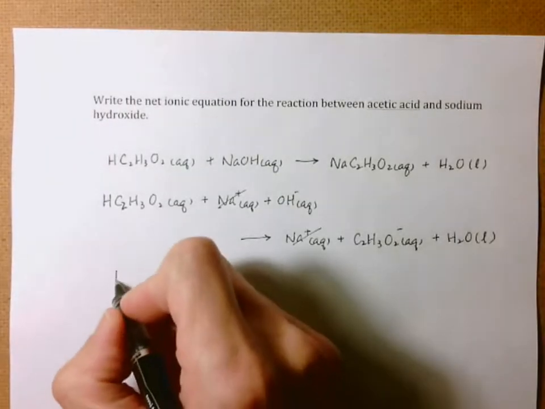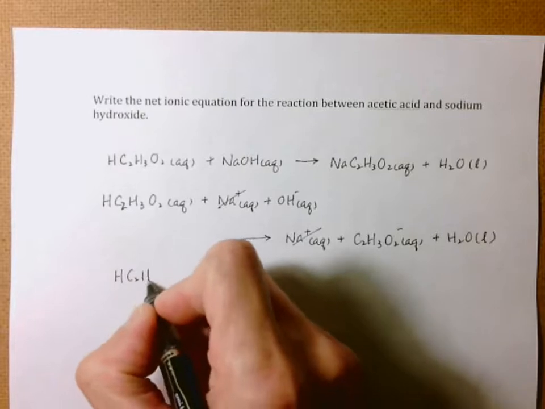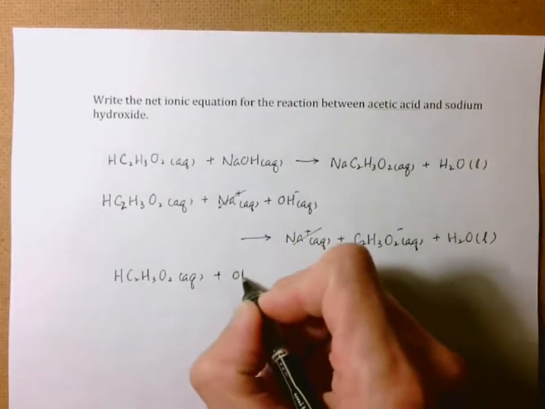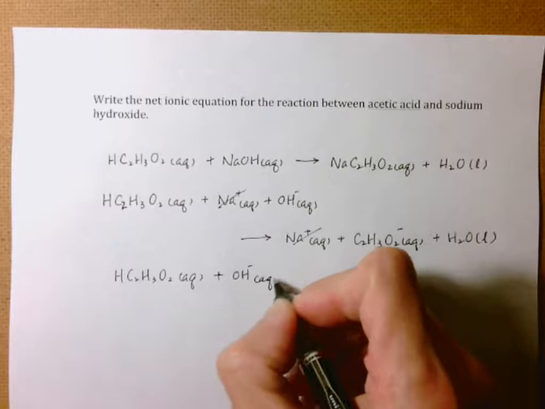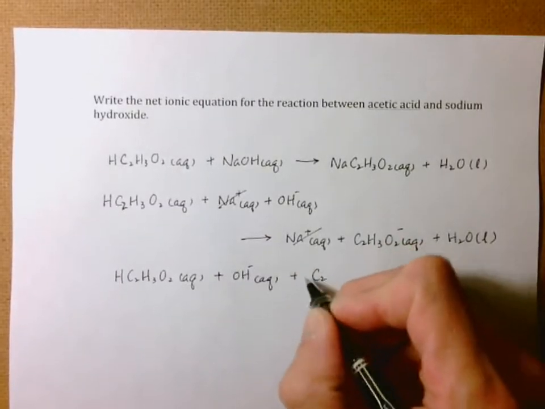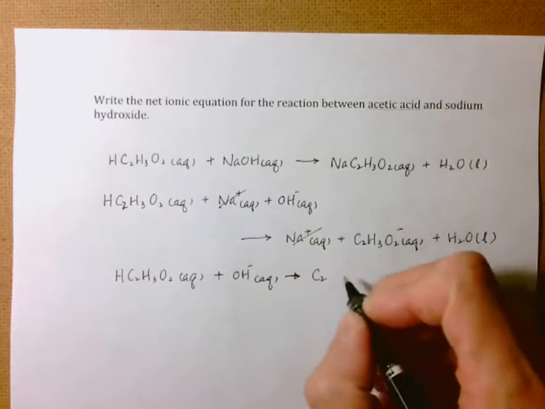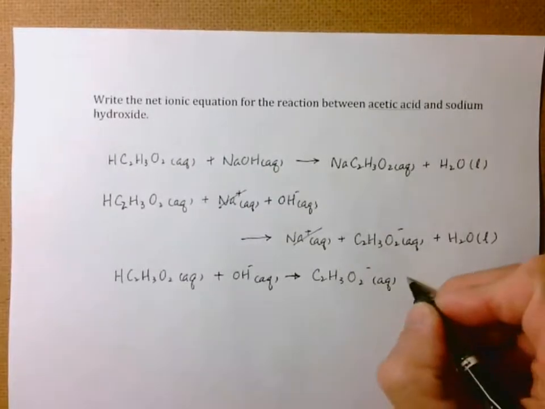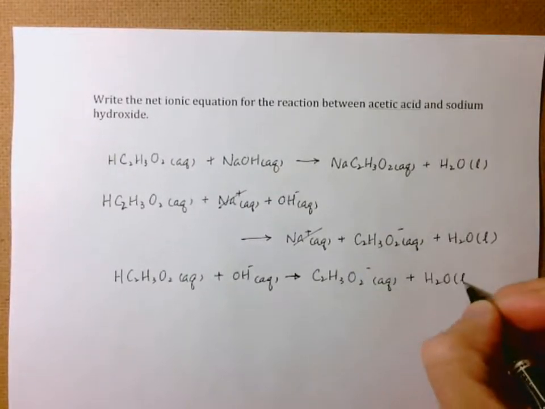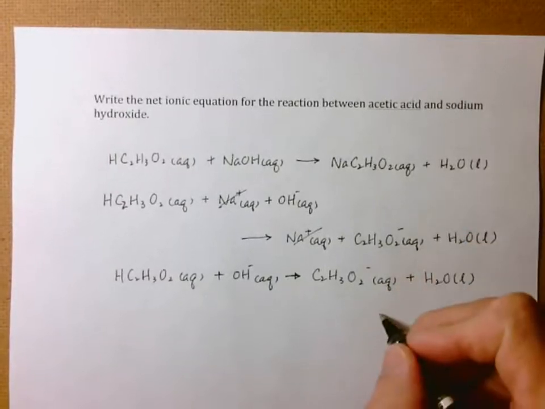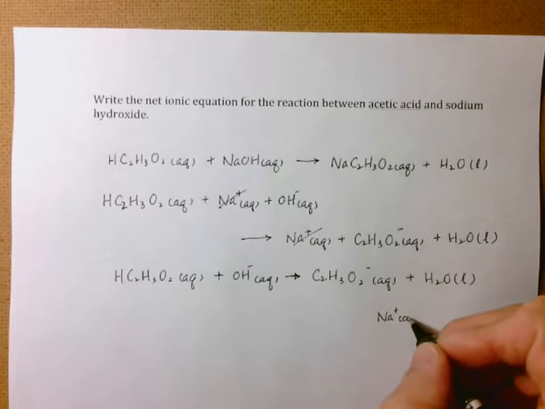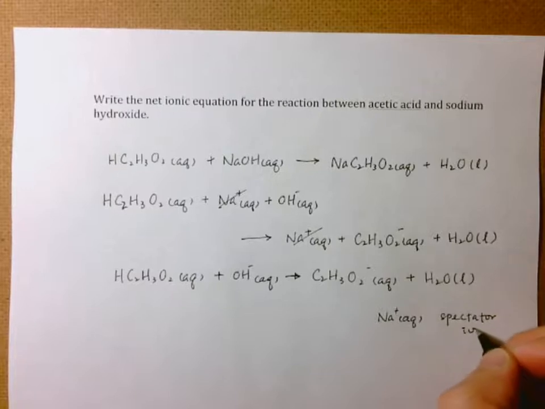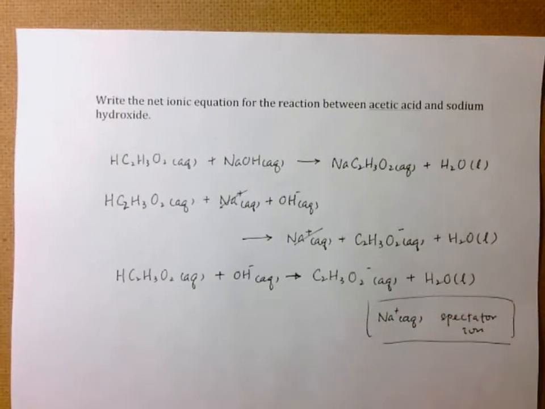So what you end up getting is this: HC2H3O2 (aq) plus OH minus, arrow, C2H3O2 minus plus water. Sodium plus is the spectator ion.